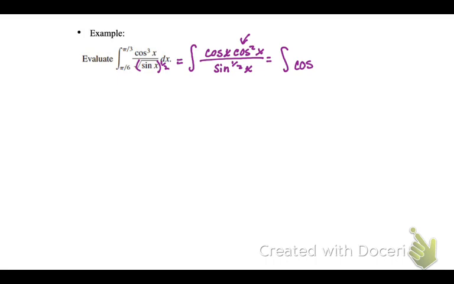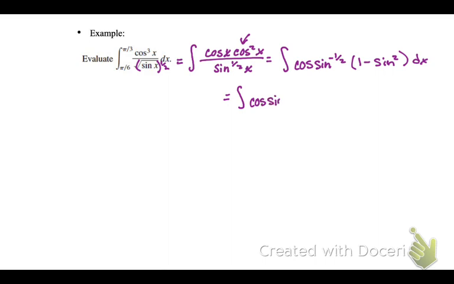So I have cosine. Can I just write cosine, sine? Do you need the x's? You good? Okay, sine to the negative 1/2 times 1 minus sine squared. So then what do I do? Distribute. And then write it as two different integrals.